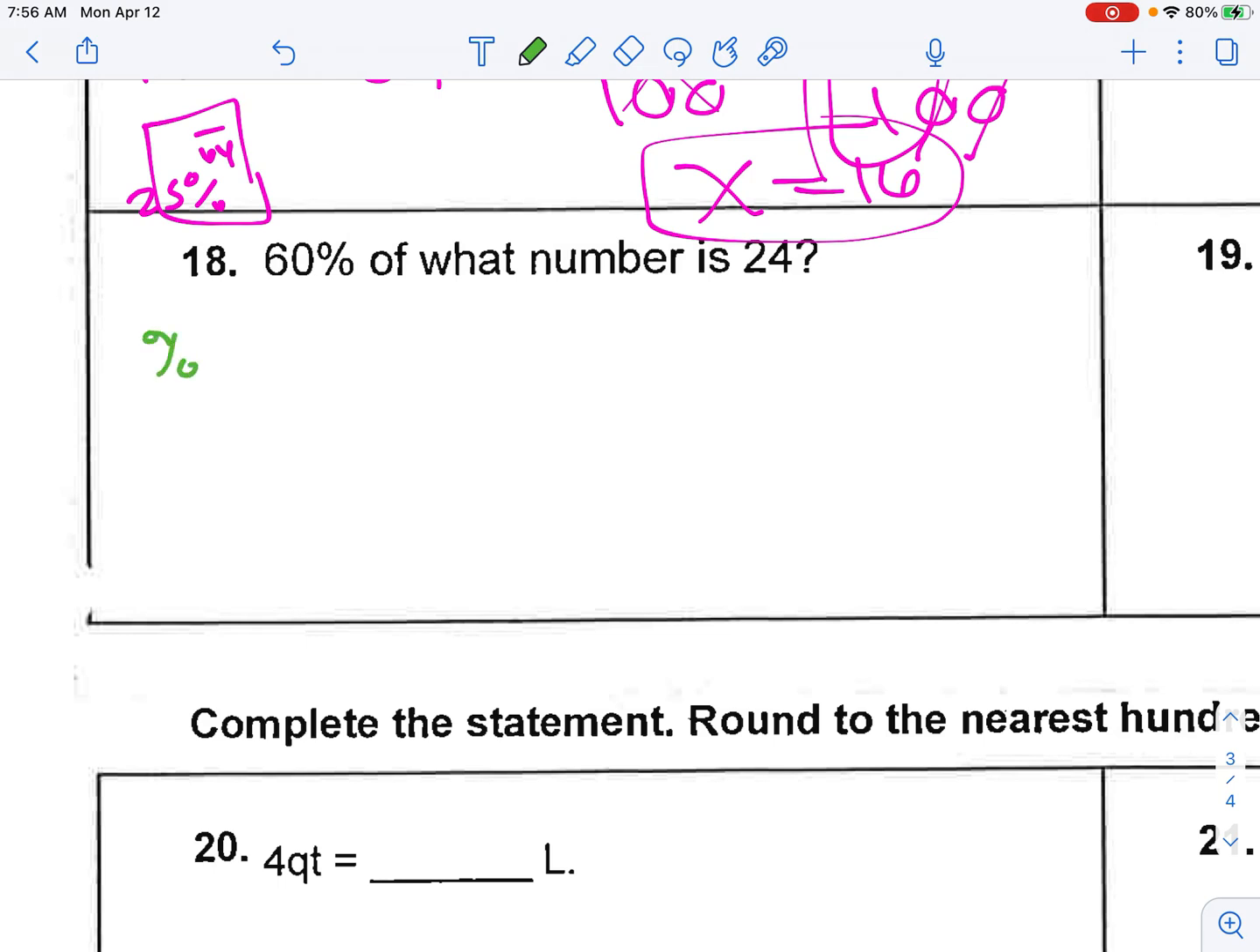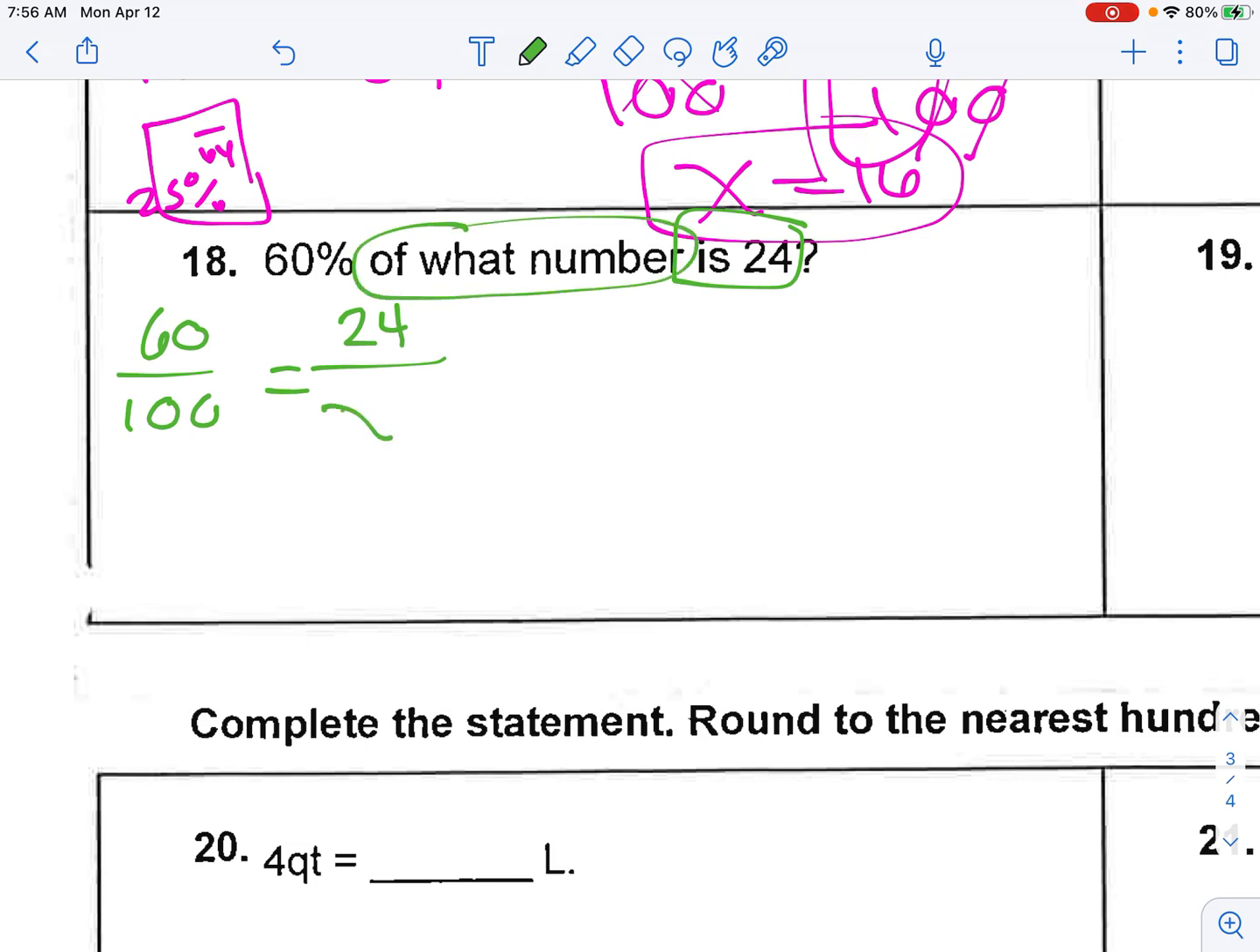All right. If you guys can remember this formula, it will help you solve numerous problems forever. Percent over 100. Oh, now I've got my is equals is over of. Of what number? I don't know. So if you got a 60% on a math test, you got 24 problems correct out of how many?